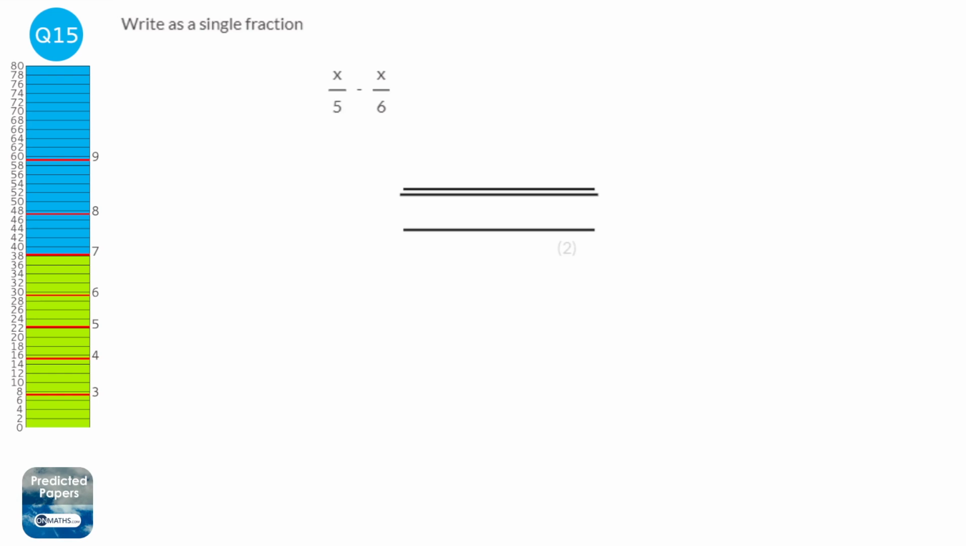So I'm going to times the left-hand side, top and bottom, by 6, and the right-hand side, top and bottom, by 5. So times the top and bottom of the first one by 6, you get 6x over 30. Times the top and bottom of the second one by 5, you get 5x also over 30. And when you've got a common denominator, you just subtract the tops. So it will be x over 30.